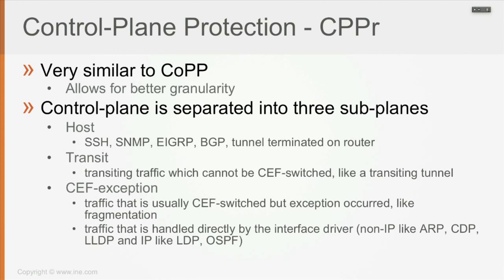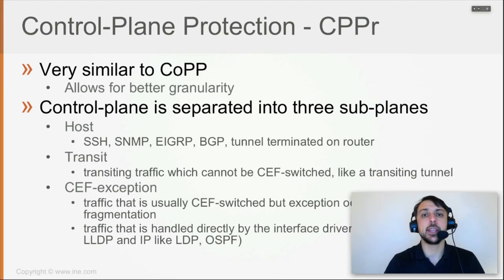So based on which protocols you want to just block, so they can't be received by the CPU, or which protocols you want to limit the number of packets that can be received by the CPU, you configure CPPr and do that configuration under the host subplane, the transit subplane, or the self-exception subplane. You're going to generally use CPPr because it offers better granularity. Otherwise the configuration is the same as COPP.